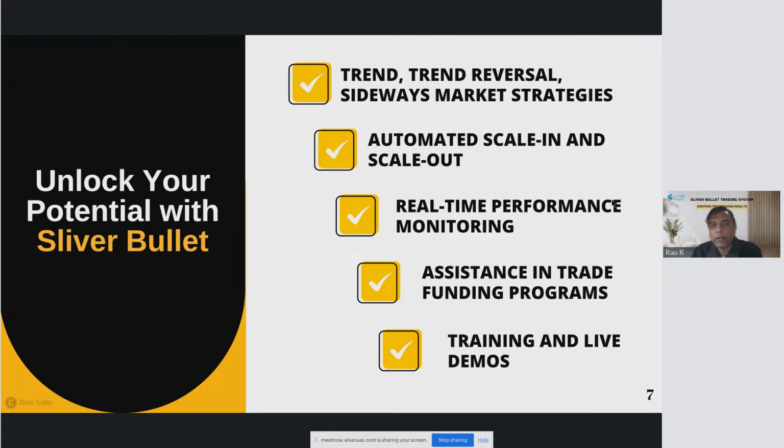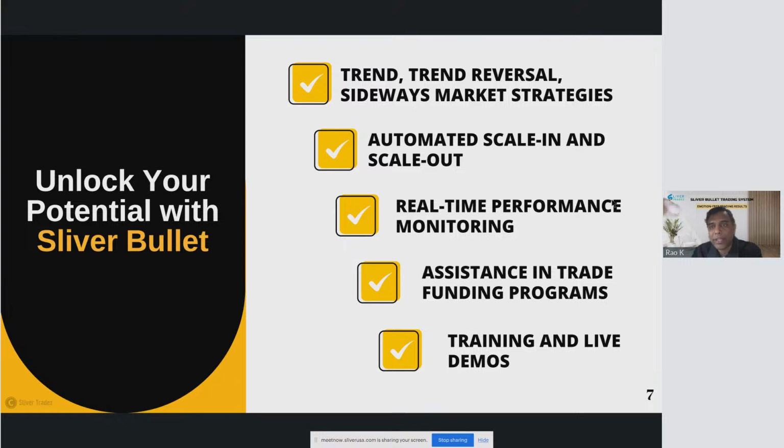We can automatically scale in and scale out of a position using this software, meaning if you have started to trade in a particular direction, you can add more contracts in that direction depending on how the market reacts to your initial trade. You can scale in, and once you have achieved a certain amount of profit, you can scale out certain positions and keep the runner out there to add to your profit. And it can be done automatically, which is an important part of any trading.